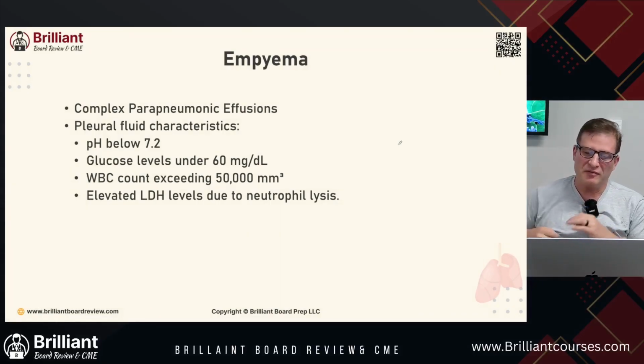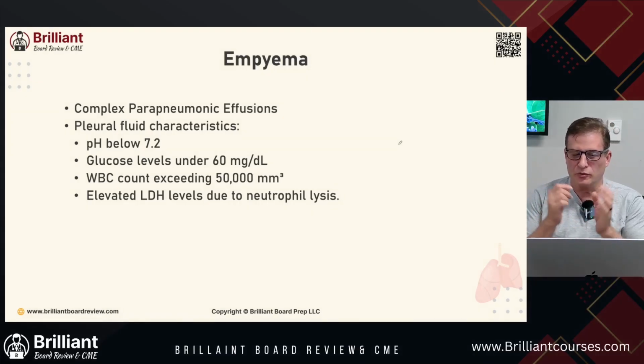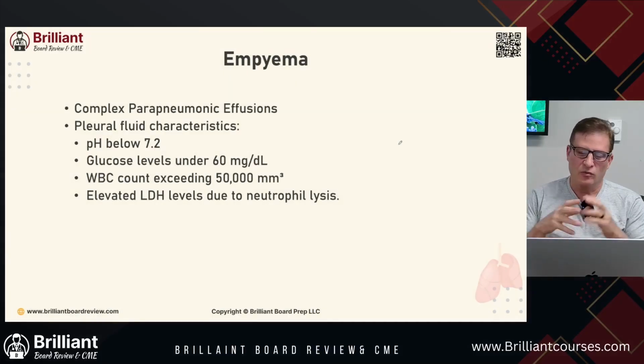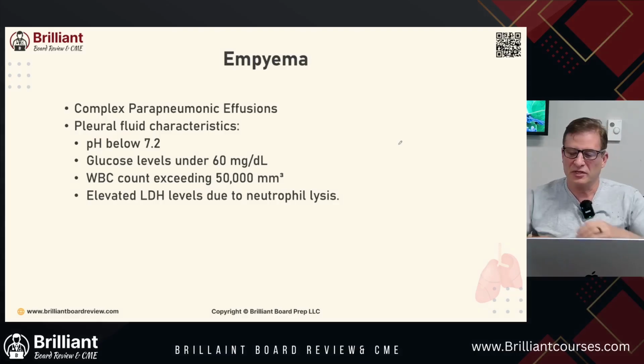So if you have an empyema, the pH is below 7.2, the glucose level is under 60, your white blood count is exceeding 50,000 on your pleural sample, and the elevated LDH levels due to neutrophil lysis. What do you do? You want to put a chest tube in and you want to give antibiotics. And then you may need to consider surgery if failure to drain with a chest tube.